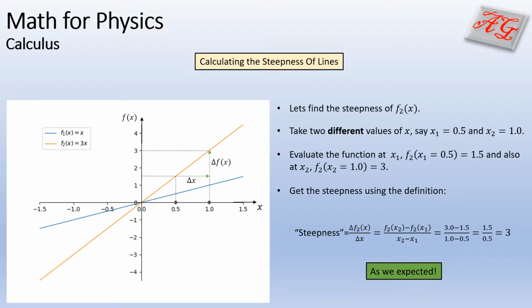Just notice that you can also calculate it as f(x1) minus f(x2) divided by x1 minus x2. So just be careful that the order of the subtraction in the numerator is consistent with the subtraction in the denominator. Otherwise, you will get the positive and negative signs flipped.